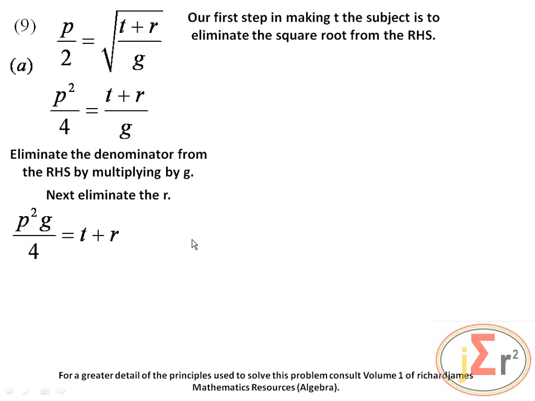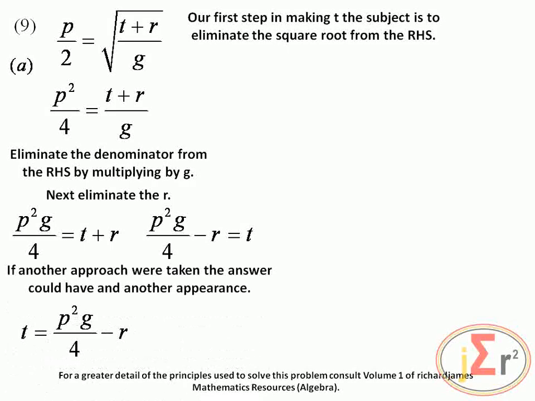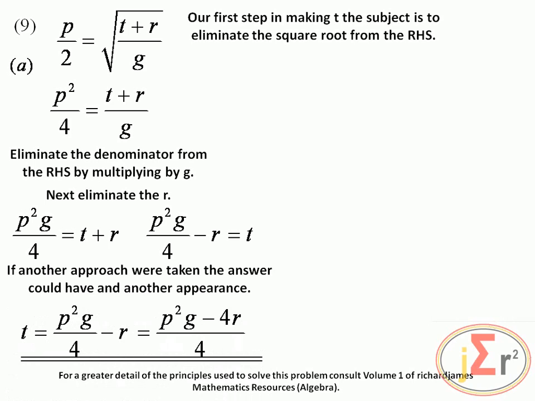So next, eliminate r. We are adding r here, so we will subtract r from both sides. r will be eliminated from the right hand side, and we will have p squared g over 4 minus r, and that is equal to t. And of course we have t is equal to p squared g over 4 minus r. By a different process, some student might arrive at an answer with a different appearance, and that will be p squared g minus 4r over 4. So either one is right.